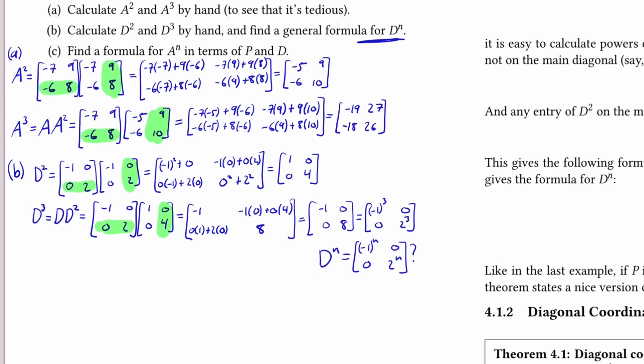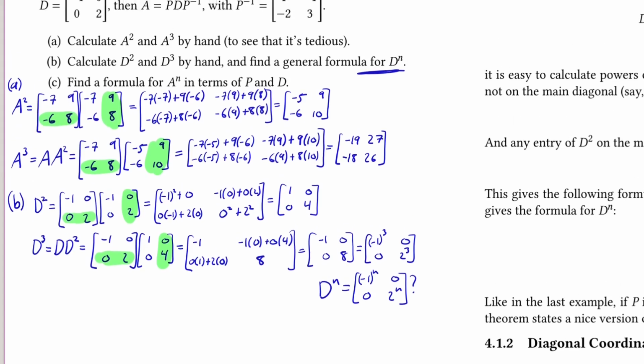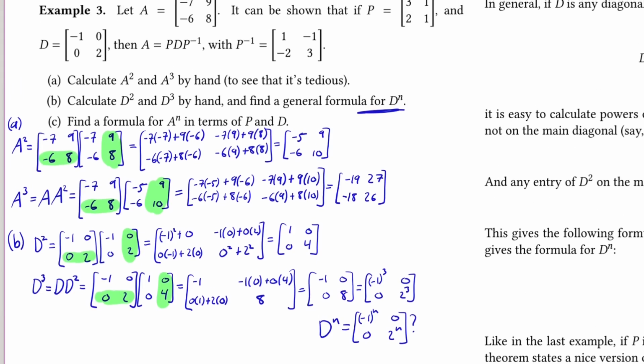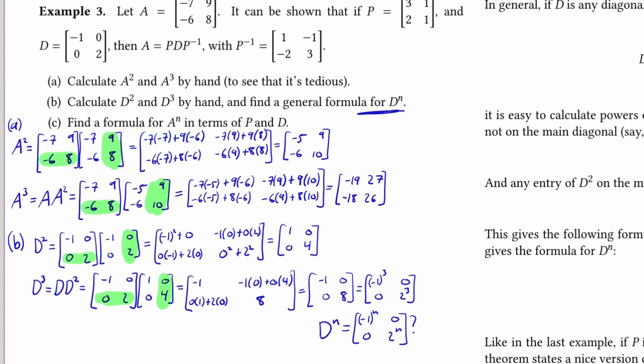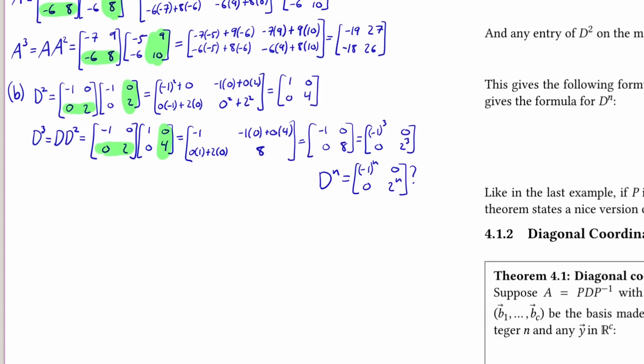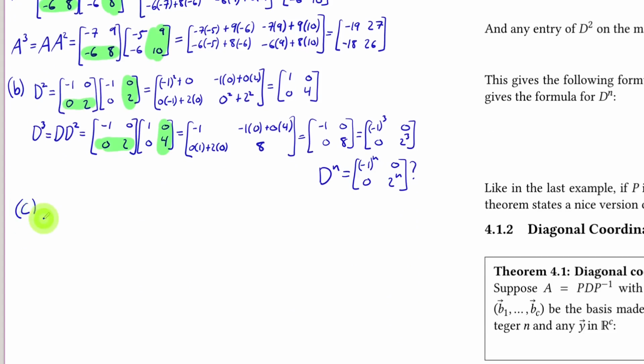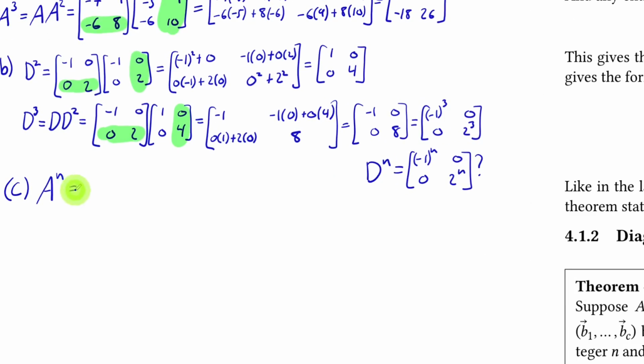Now, how can we find a formula for a to the power n in terms of p and d? Like, can we use d to calculate a to the power n? It turns out, yes, we can. There's a trick. So a to the power n, because a is equal to p times d times p inverse, that just means p times d times p inverse times itself n times.